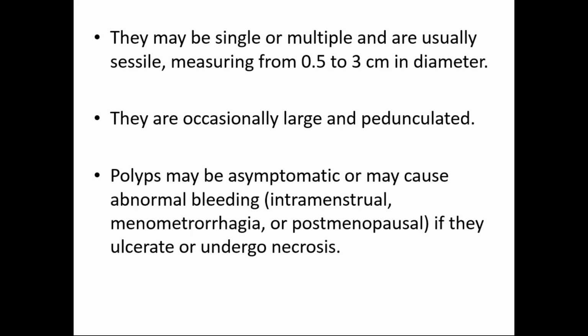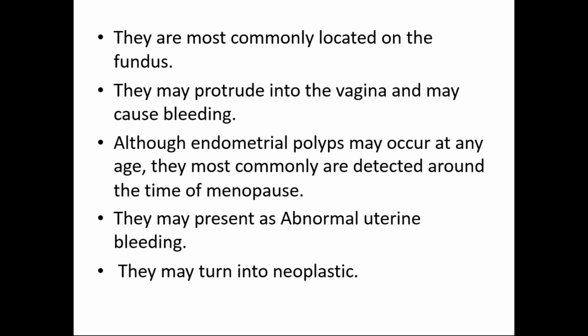They may be single or multiple and are usually sessile, measuring from 0.5 to 3 centimeters in diameter, and they are occasionally large and pedunculated. The polyps may be asymptomatic or may cause abnormal bleeding. They are most commonly located on the fundus. They may protrude into the vagina and may cause bleeding.